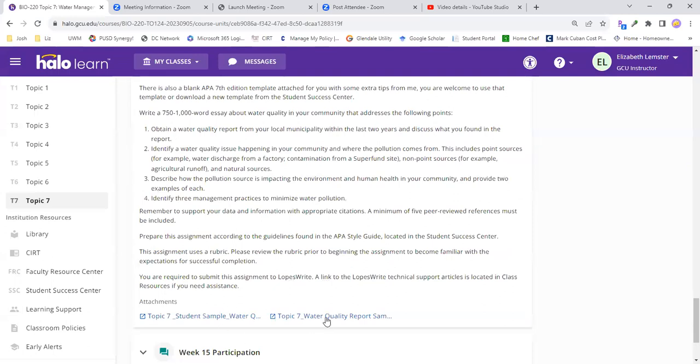And again, please use the resources here. Look at the student sample that I included. How did they set it up? You know, what did they do well? What did I leave comments on? And then you can also use the actual template here that has information for you as well. So take a look at those resources. Let me know if you need anything.